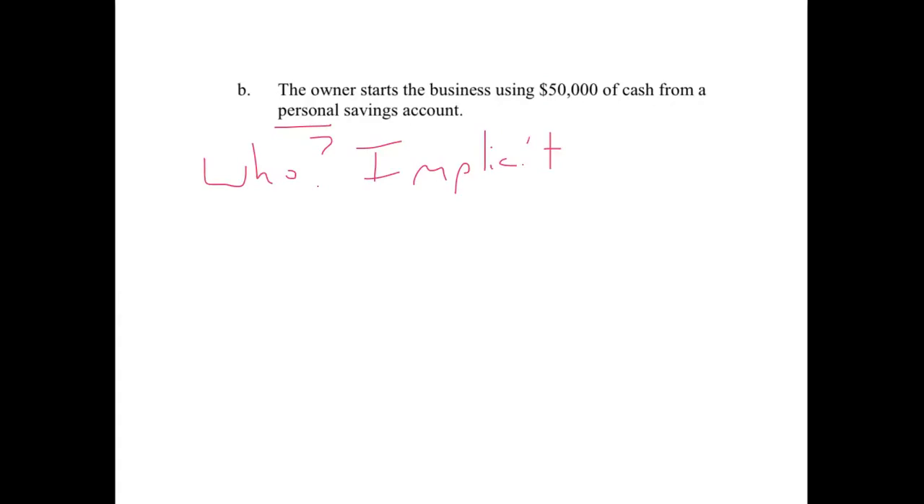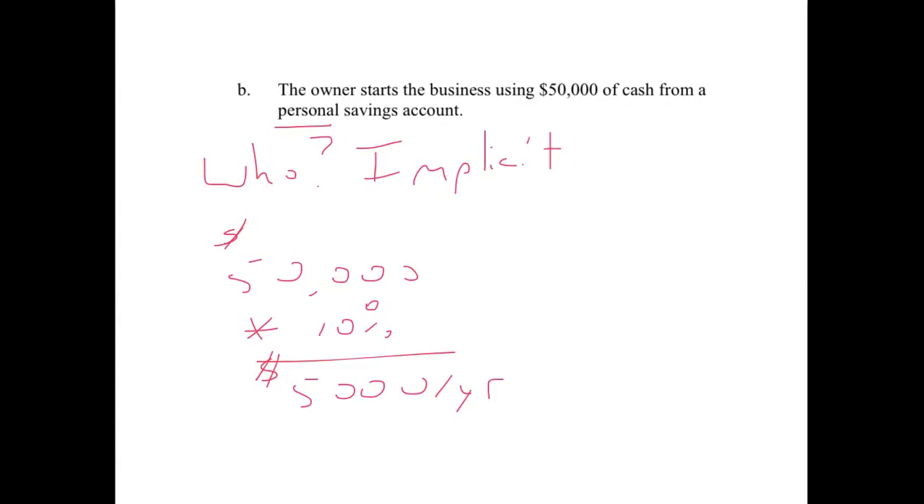Well, to address that, we ask ourselves, what's the next best use of this $50,000? What could we have done with this money if it weren't used in the business? Well, we know that it could have been put in the bank and it would have earned 10%. So we have $50,000 that could have earned 10%, and that's $5,000 per year that we're giving up, that we are sacrificing by using this money in the business. So this is an implicit cost of $5,000 per year.